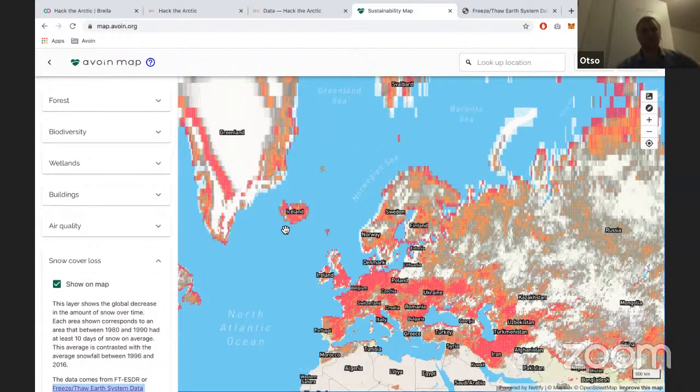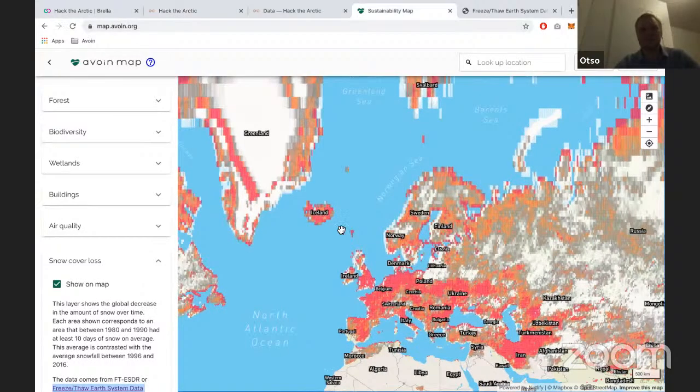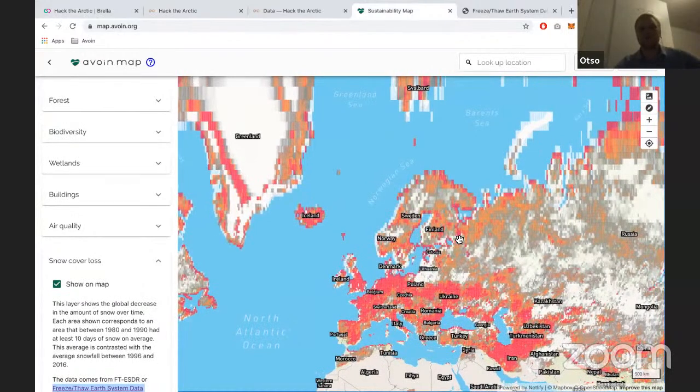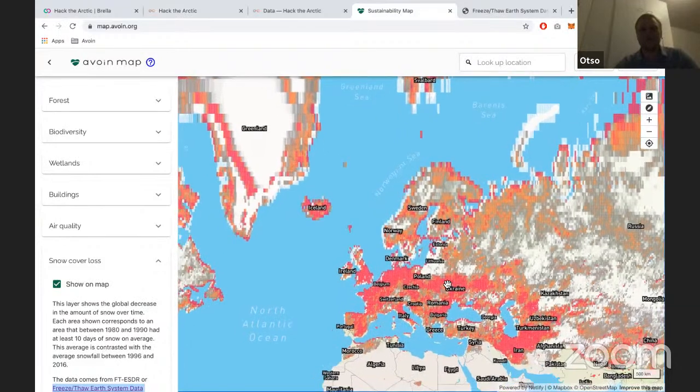The topic of this presentation is environmental Earth observations supporting sustainable decisions. So Avoin Association has the Avoin Map product in this domain, map.avoin.org. We have been working on it a couple of years now, since 2018. And this product is a bit related to the topic of Hack the Arctic.